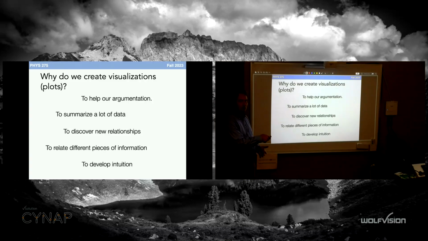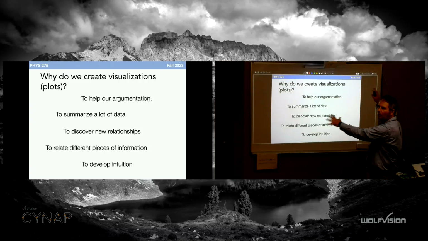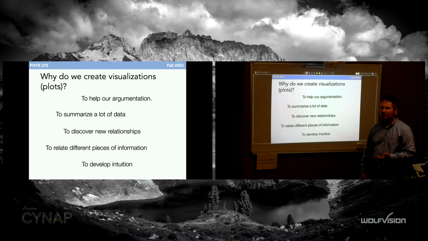You can help with your argument. It helps your argument if you have a visualization that's clear. Here's the data that other people took. Here's my model. It goes, shoom, goes right through. You summarize a lot of data. Instead of having to say, here's a table with 1 million, you show a cloud of points. You can discover new relationships. This is, I think, a very important one. You plot x against y because you're like, wait, are those two related? Is the amount of effect that I'm seeing related to the lab's temperature? Let's check that. Oh, I'll plot temperature versus the thing I'm measuring.